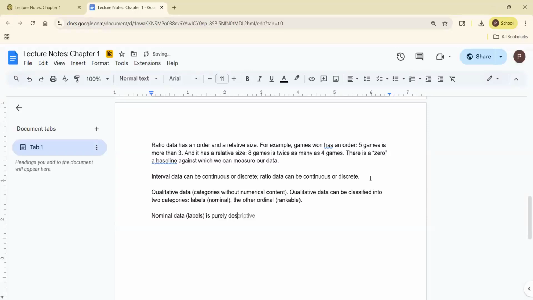So nominal data is purely descriptive. There is no natural ordering to the data. For example, colors. Blue, green, right? If we did a favorite color, it would be blue, green, red, white, etc. There is no ordering to this data. Blue is not more than green.